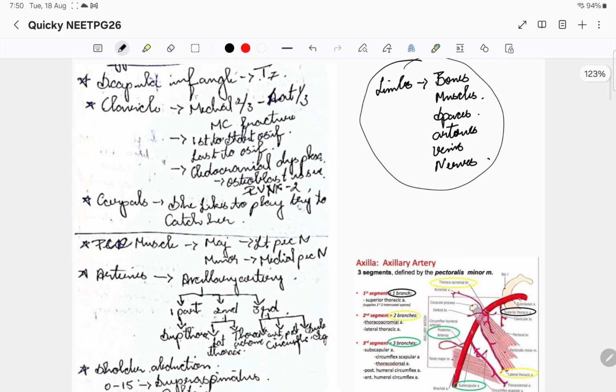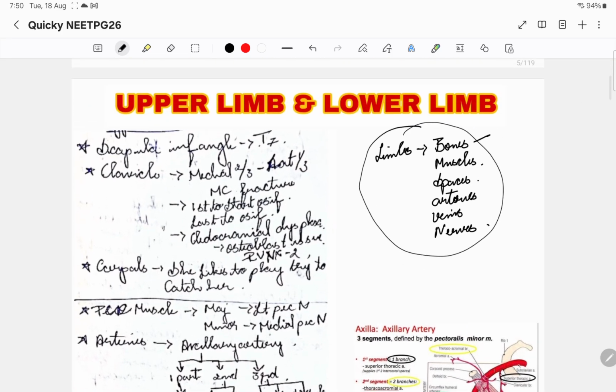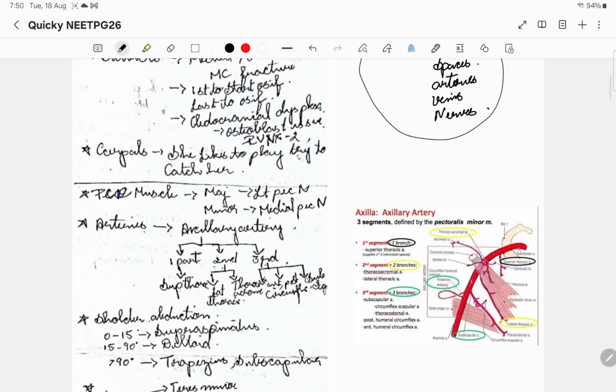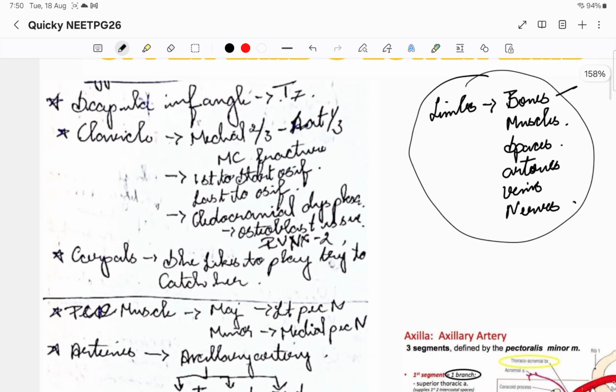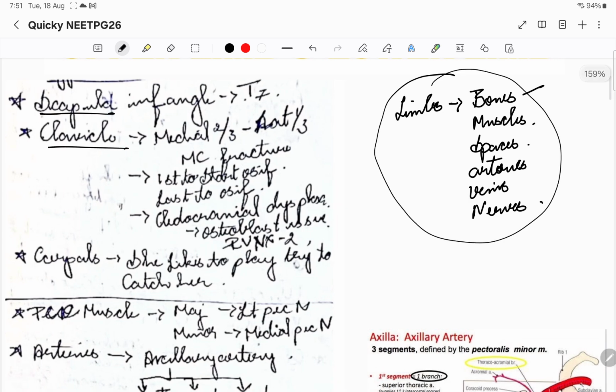Starting with bones of the upper limb, we'll be starting with upper limb first and then we'll go on to lower limb. The bones that are important here are scapula, the clavicle, and the carpal bones. The rest of the upper limb bones, that is humerus, radius, and ulna, you need not know much about, because this is not a first year theory exam that you're going to give.